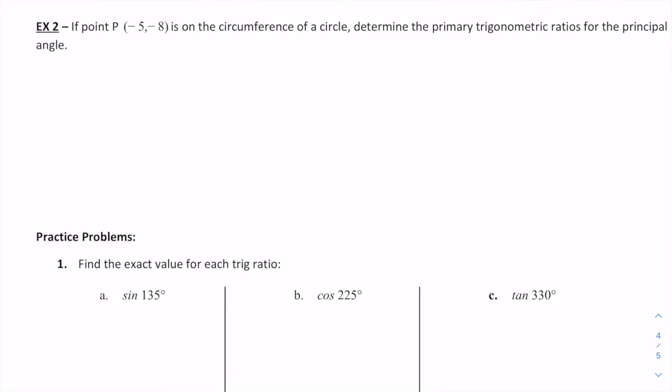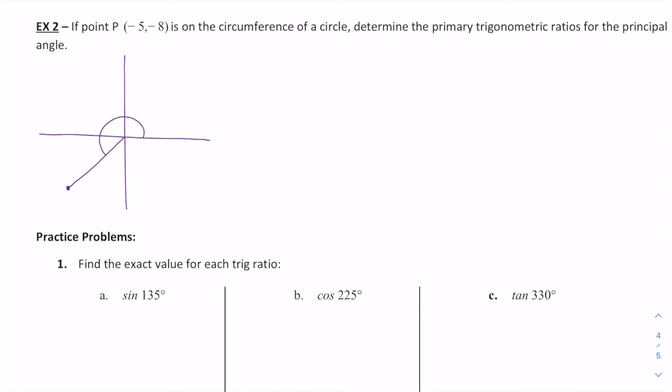So if point P is at (-5, -8), and it's on the circumference of a circle, we want to determine the primary trigonometric ratios for the principal angle. So what we're going to do is start with a diagram. There we go. And I'm going to plot (-5, -8). I'm just going to draw a quick sketch. It's not going to be pretty. And I'm looking for the primary trigonometric ratios for the principal angle. So remember, my principal angle is that whole angle.